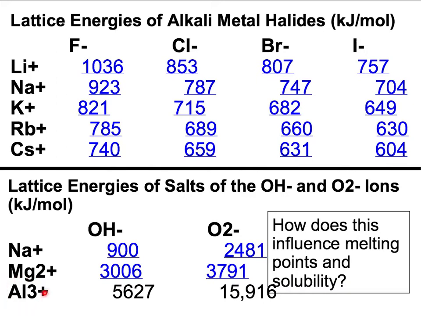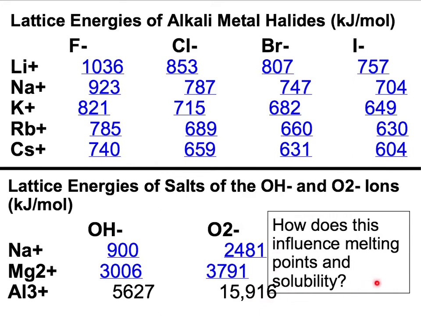Aluminum is an absolutely tiny cation. It lost its entire energy level, the whole third energy level. The remaining 8 valence electrons are held with an effective nuclear charge of +13. So really, really tiny. An oxide only has 2 energy levels. It's not a very large ion either, and we end up with this very, very high lattice energy.